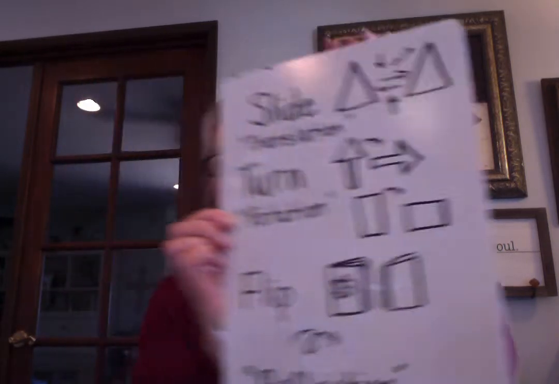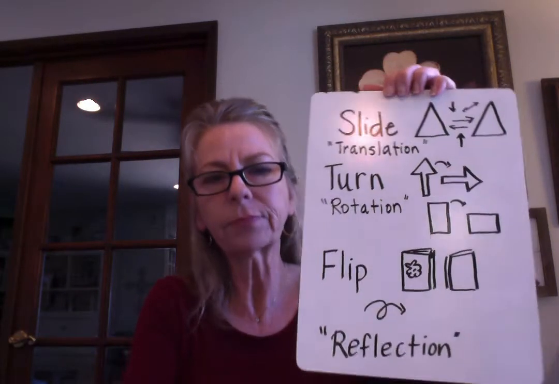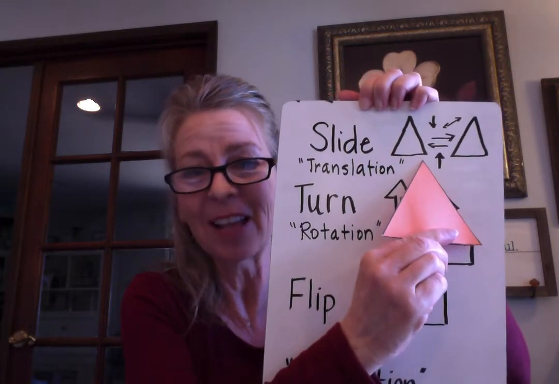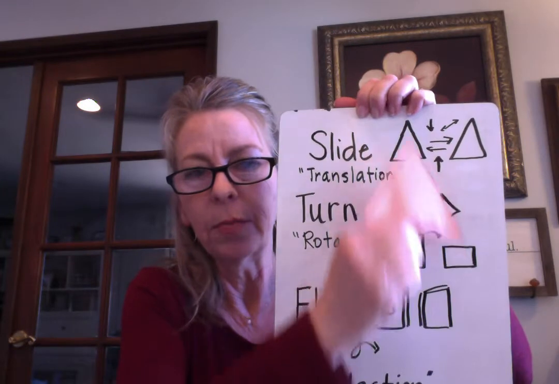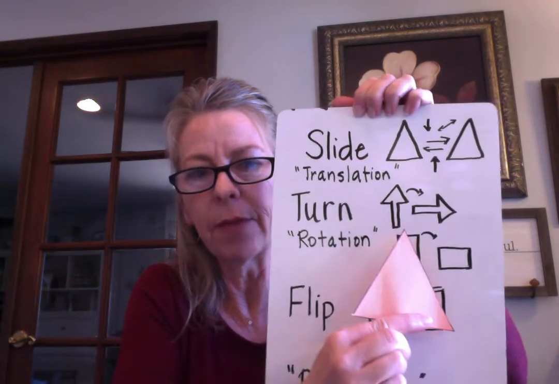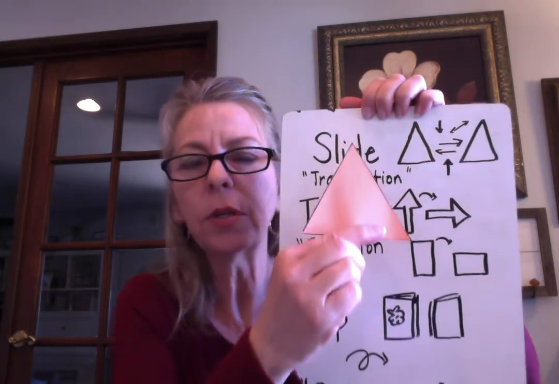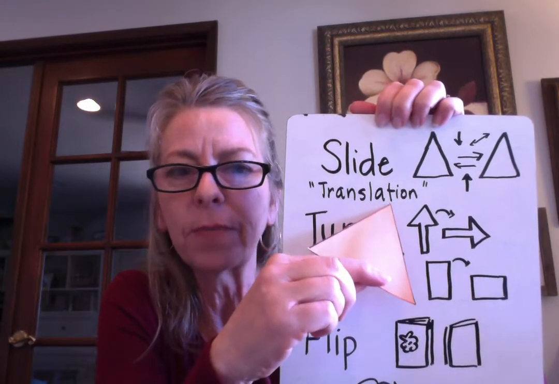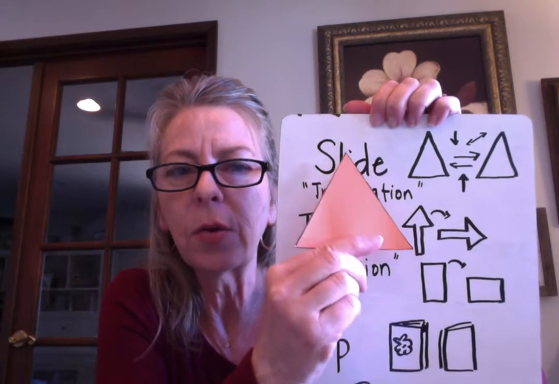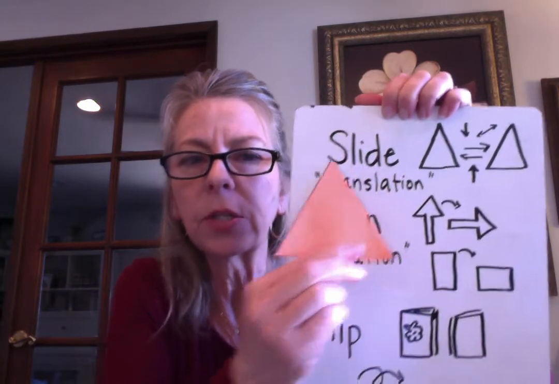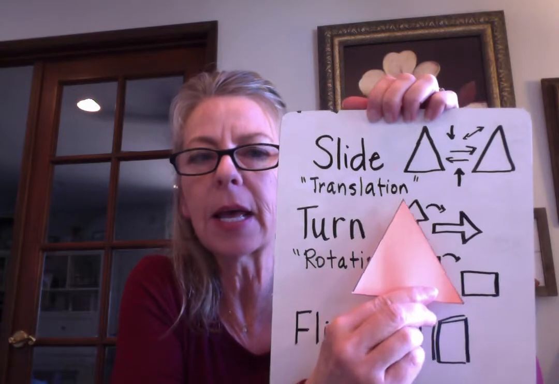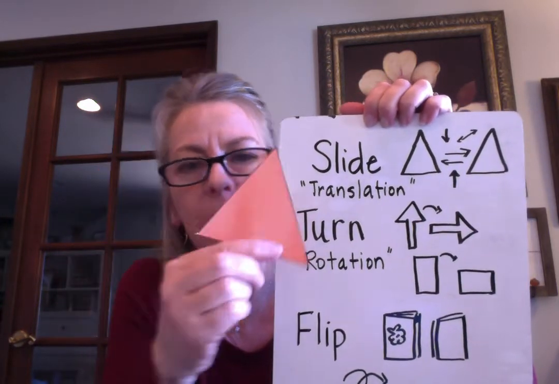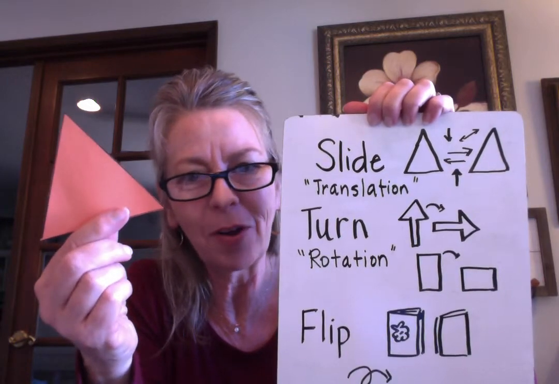Okay, so a slide is when you have a shape and you move it over. You could move it up, you could move it down, you could move it diagonally, whatever your movement to a new location is, that is called a slide. And the math term for that is called a translation. So it's not turning over, it's just changing its location side to side, up and down, diagonally. That is called a slide. It doesn't have to be a triangle, it can be any shape at all, okay?